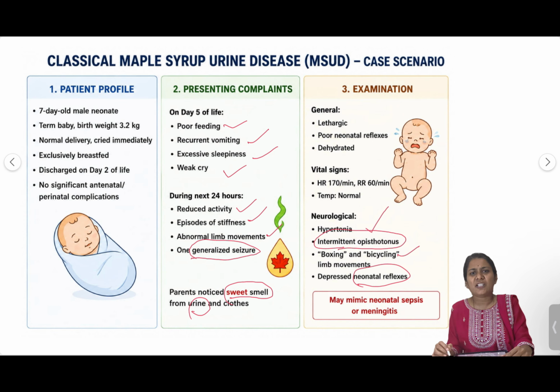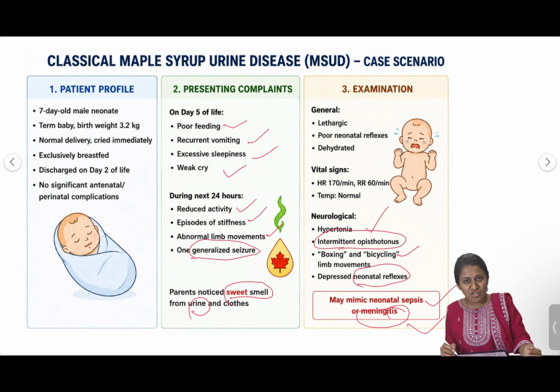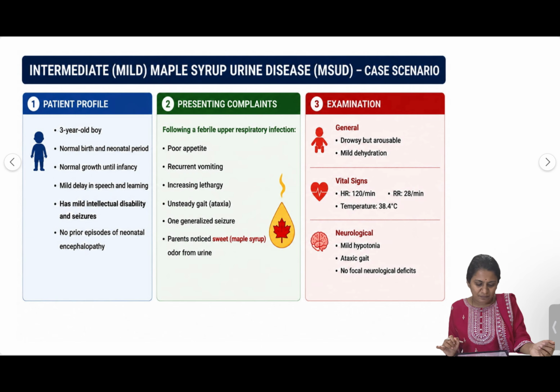So how is this condition mimicking? The first diagnosis should be what? Sepsis. It mimics neonatal sepsis, and most importantly it mimics meningitis. When you are treating and the baby is still not responding, you can think of other diagnoses like IEM. So you should take a proper history: sibling death or abortion, or consanguineous marriage history. You have to take a detailed antenatal history.